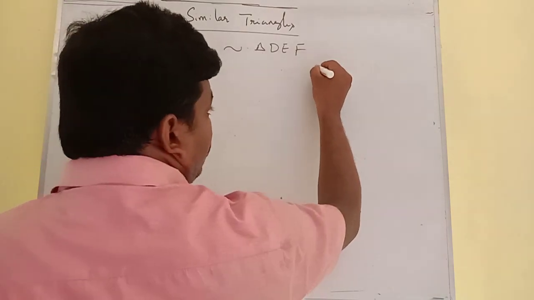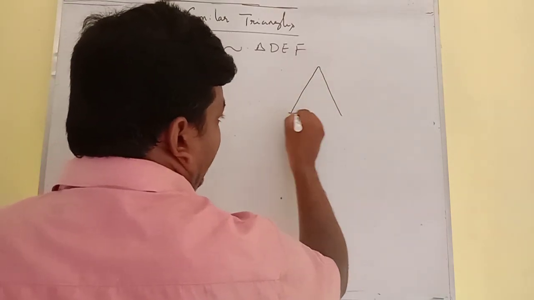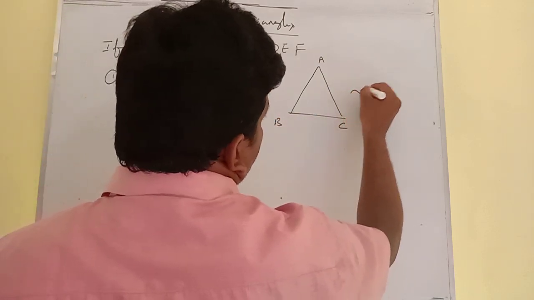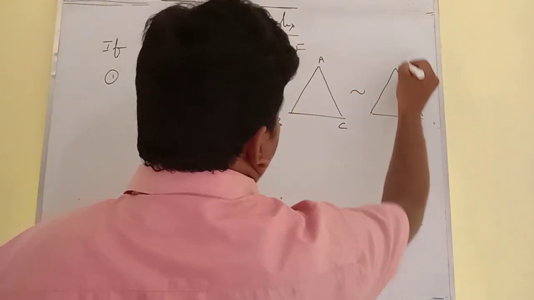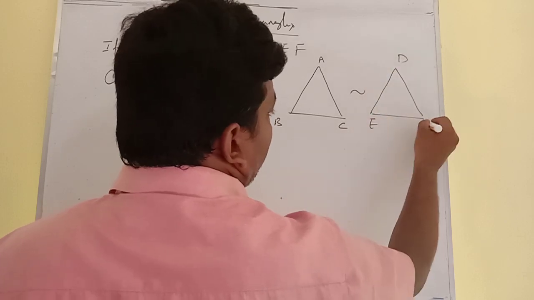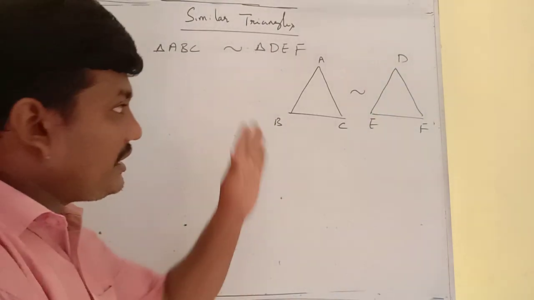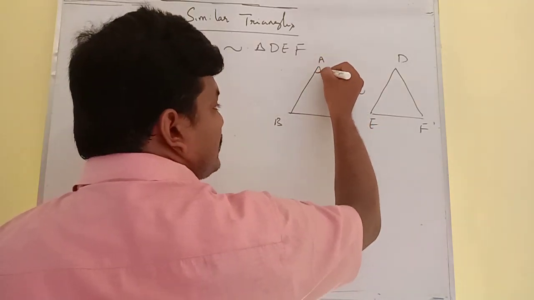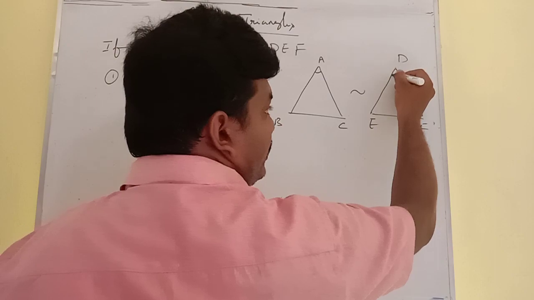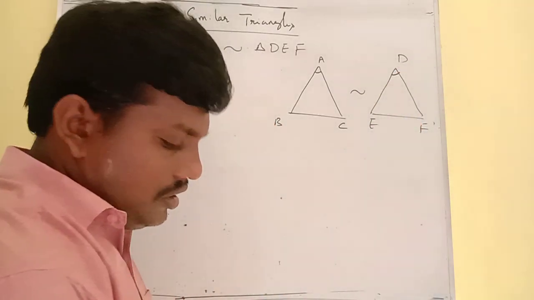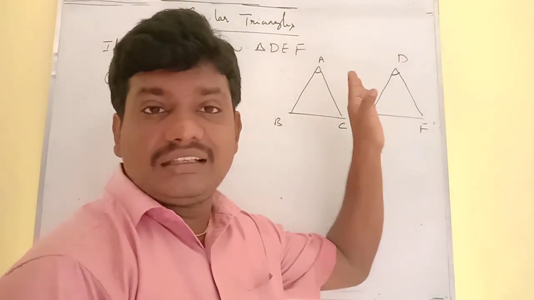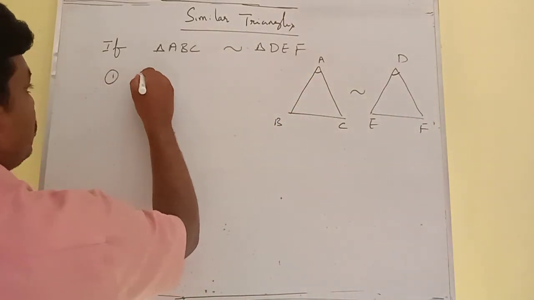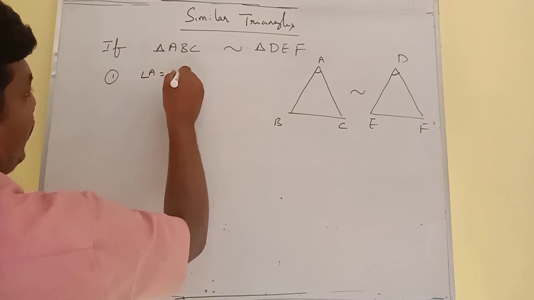We know that in a triangle we have six parts. Two triangles are similar, ABC and DEF. Corresponding means in the same place. If in triangle ABC there is A, then in triangle DEF it is D, because both are corresponding angles which are in the same place. So angle A is equal to angle D.